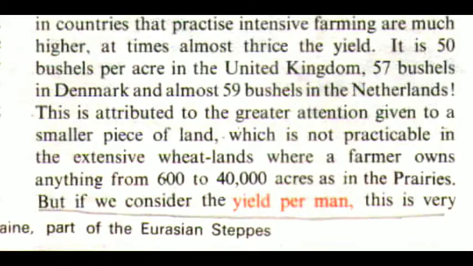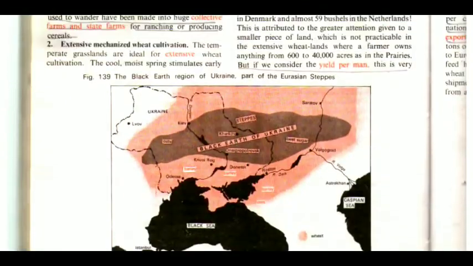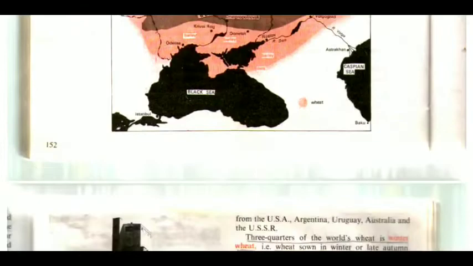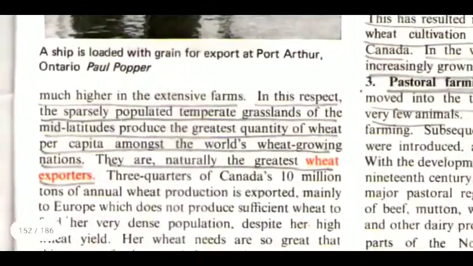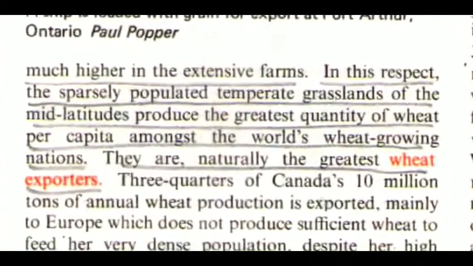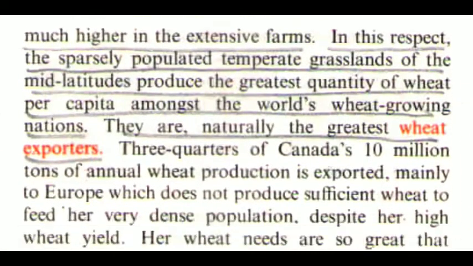But if we consider the yield per man, this is very much higher in the extensive farms. In this respect, the sparsely populated temperate grasslands of the mid latitudes produce the greatest quantity of wheat per capita amongst the world's wheat growing nations. They are actually the greatest wheat exporters.